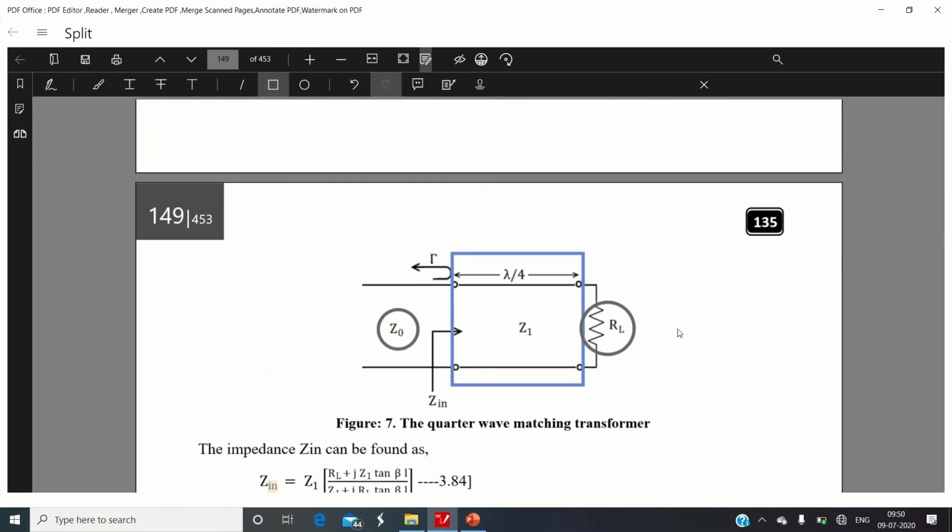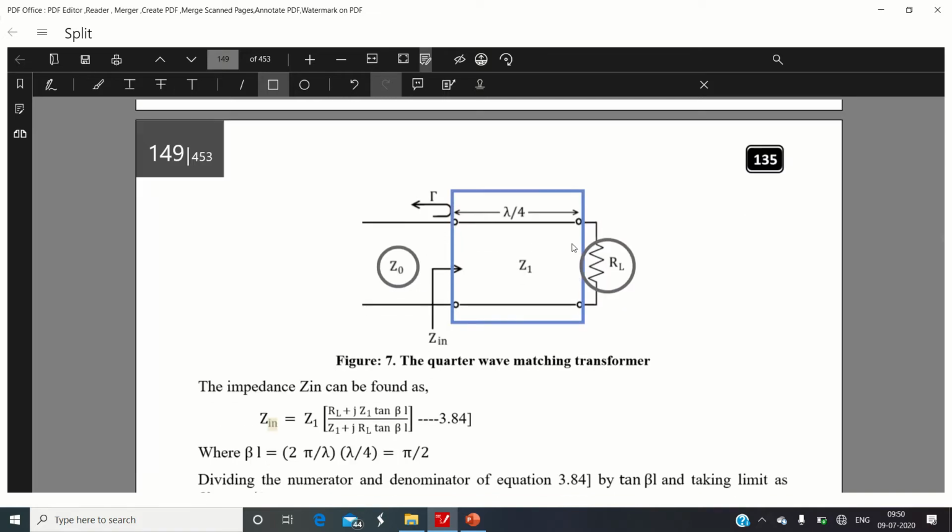So this particular method is useful when we want to match the load impedance only when the load impedance is a real value. If the impedance is a complex value, that means it will contain the real part as well as an imaginary part, a certain reactance.